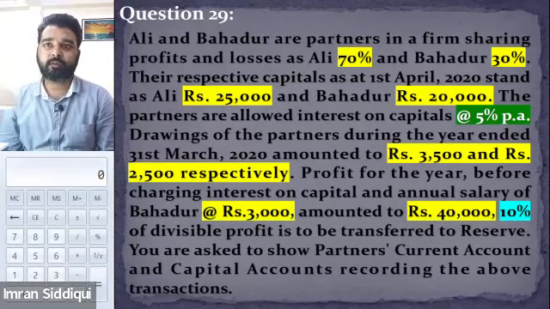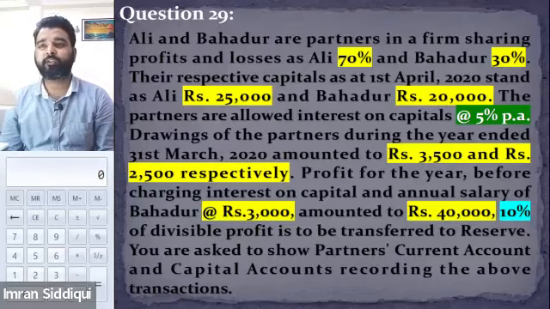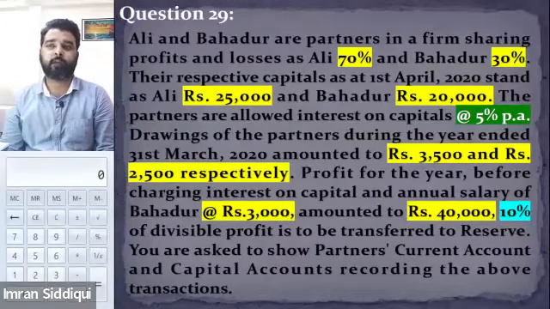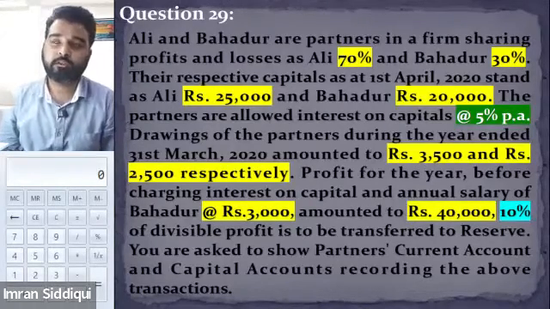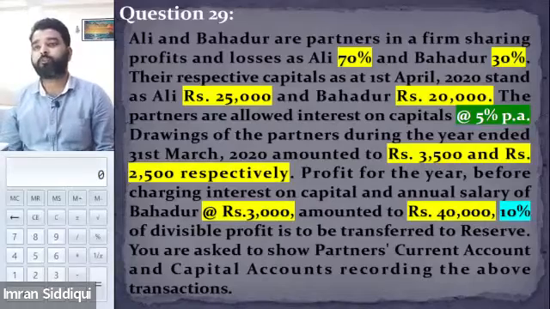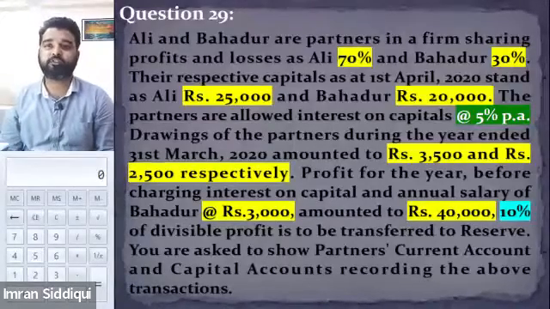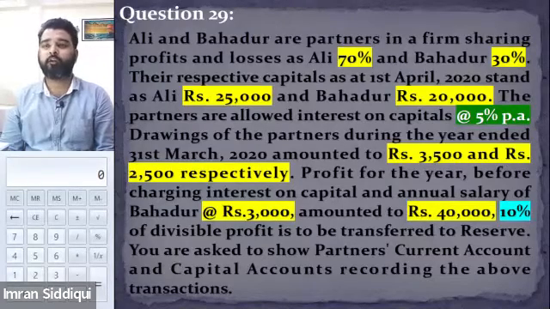The question also says that the partners are allowed interest on capital at 5%. Okay, interest will be paid on capital at 5%. Then the question talks about the drawings made by the partners. Drawings of the partners during the year ended 31st March 2020 amount to 3,500 and 2,500. That means both the partners have withdrawn funds from the business.